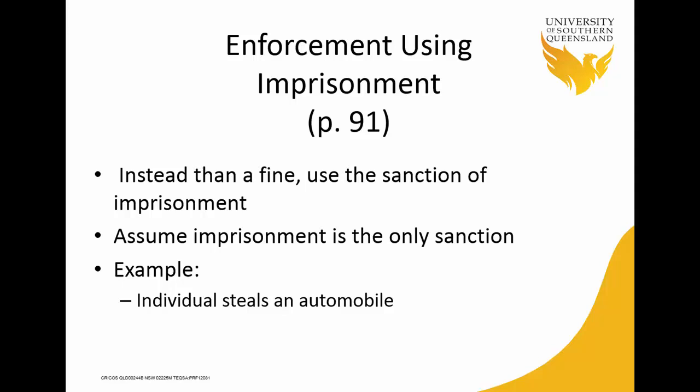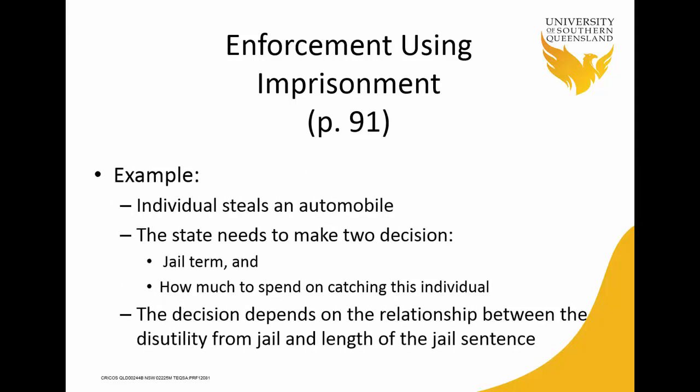So our example now is going to be about an individual that steals an automobile. Okay, and there are two decisions that the state will have to make. The first is how long the jail term should be and how much to spend on catching this individual that steals the car. And what we will find is that the decisions depend on the relationship between something that comes as this utility. We're not going to delve much into how we measure this utility, but you can think of it as the suffering that someone gets from being in jail. And we're going to assume that this is perfectly measurable and we have all the information available, so we can look at how we can minimize the costs.